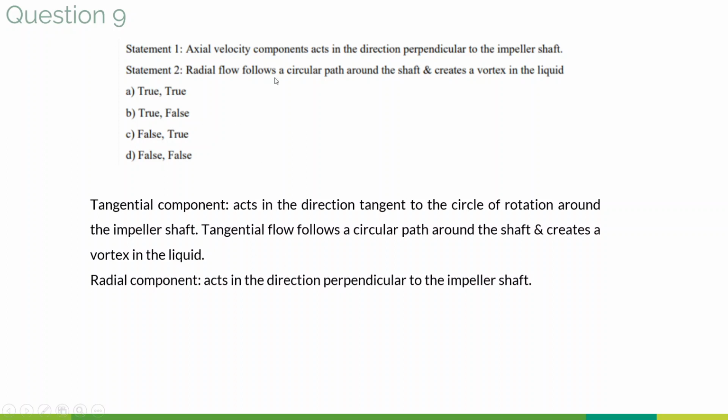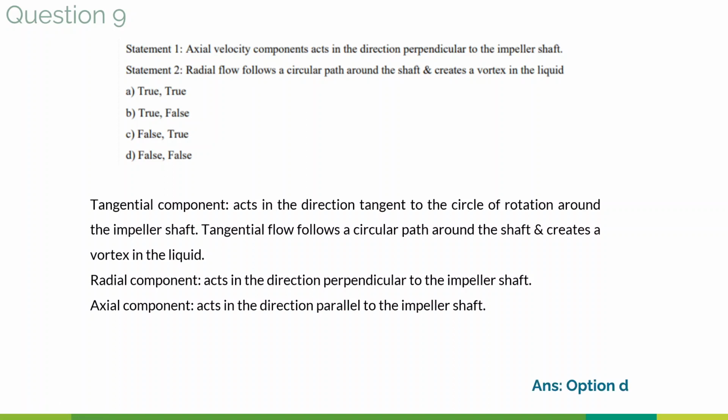And it's the radial component that acts in the direction perpendicular to the impeller shaft, and the axial component acts in the direction parallel to the impeller shaft. So for this it is the radial velocity, and for this it is the tangential velocity. So both the statements are false. The answer to this question is option D. As you can see here, velocity component is a very crucial topic in this particular week's syllabus.